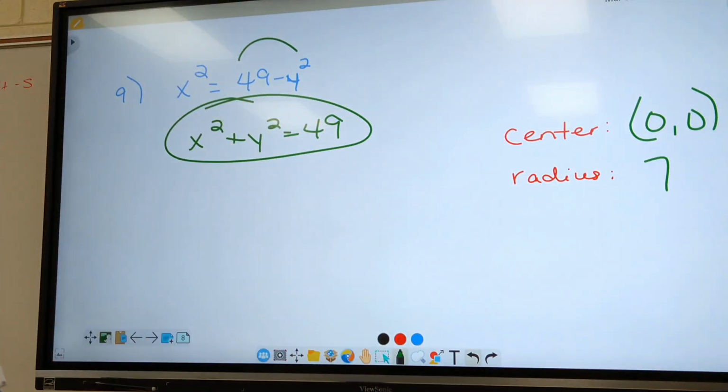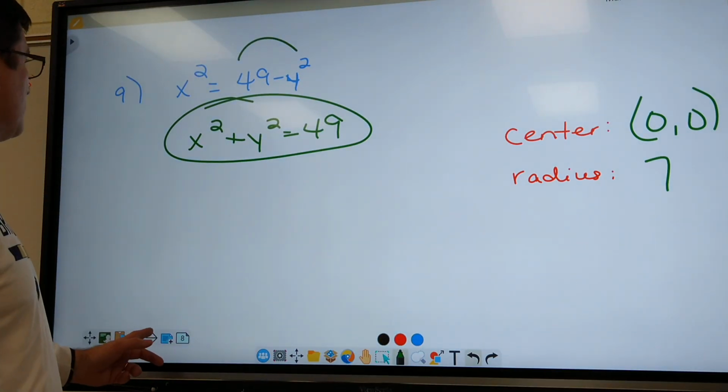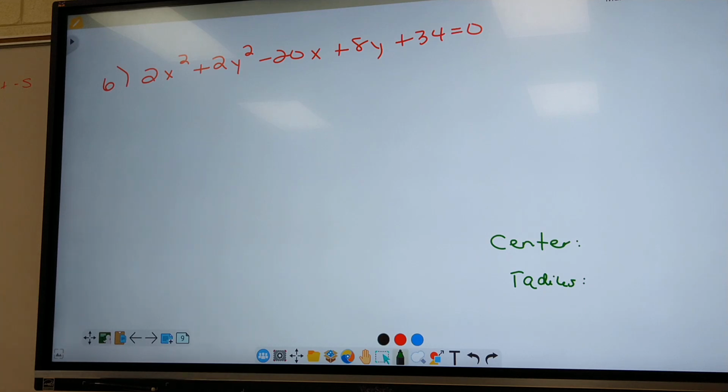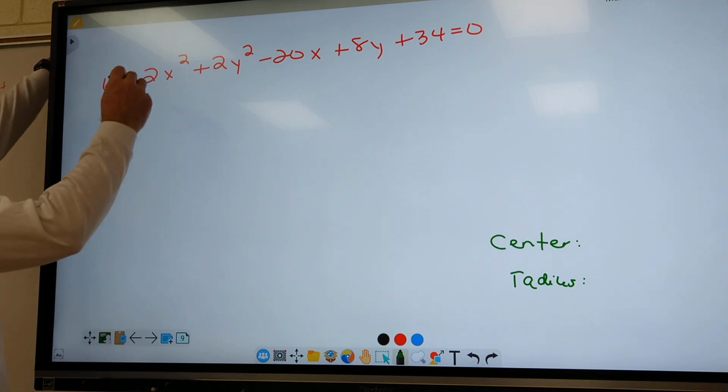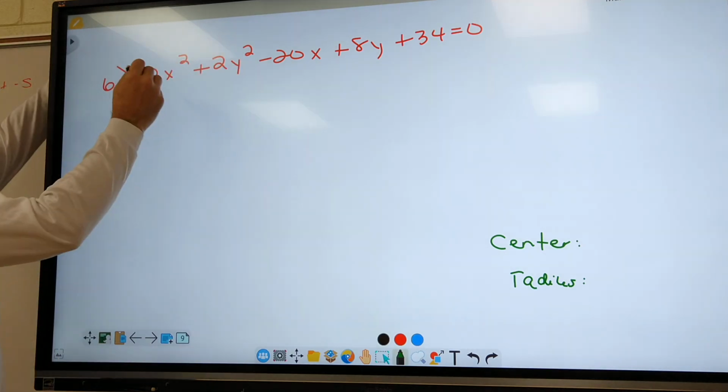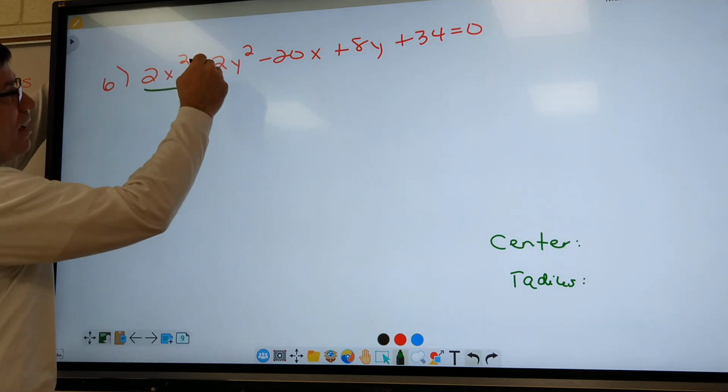All right, so now let's move up. Let's look at number 6. All right, y'all look at this one. How is 6 different from the ones we've done so far? Yeah, every problem we've had so far has been x squared and y squared. Well, this is 2x squared, Harley, and 2y squared.